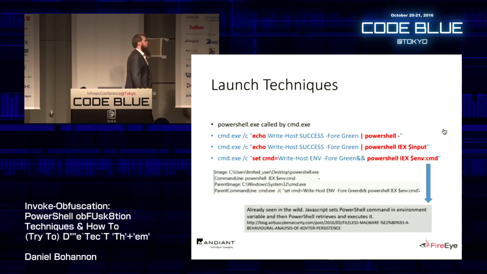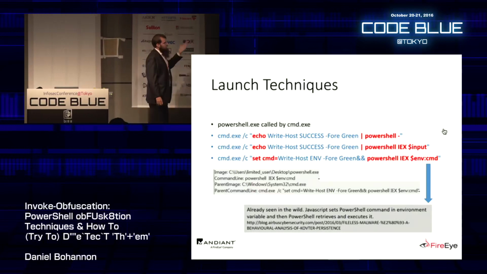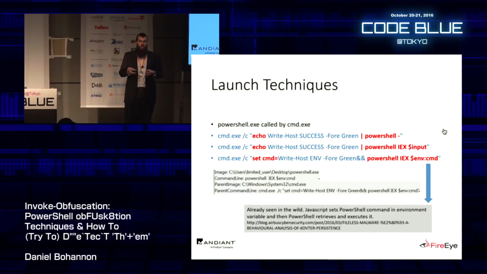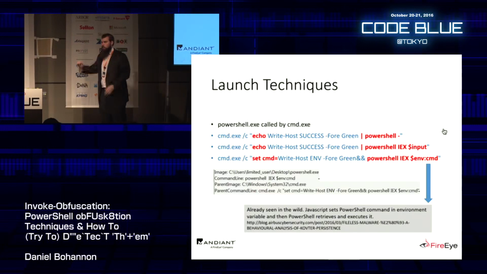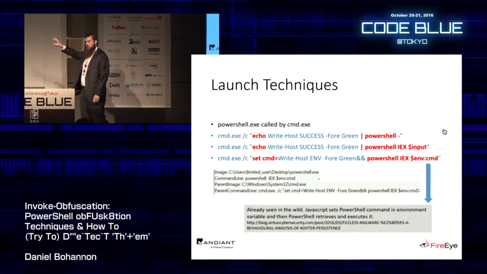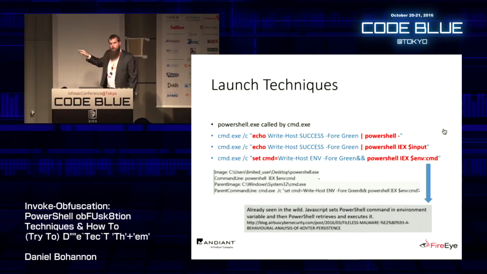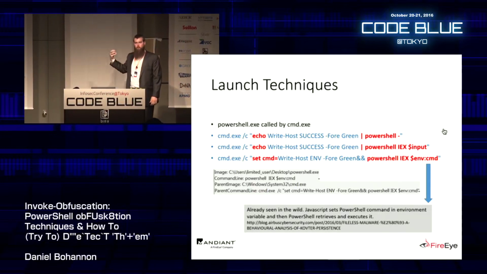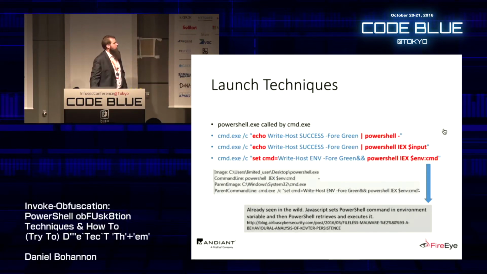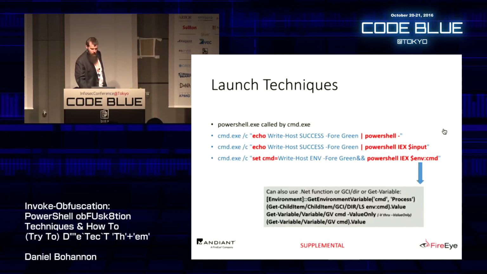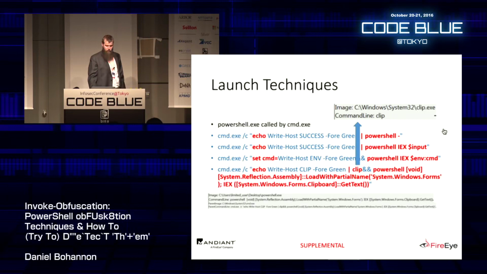Another way that we can do this, and we do see malware doing this, is setting your PowerShell command in a process-level environment variable. So again, cmd.exe sets the PowerShell command, and then spawns a PowerShell process to invoke the contents of that environment variable. And as you can see, the actual evil command is in the parent process. I'll leave this for the supplemental material. You can do a similar thing with clipboard. You can basically pipe your command into clip and then have PowerShell pull the contents out of the clipboard and invoke them.